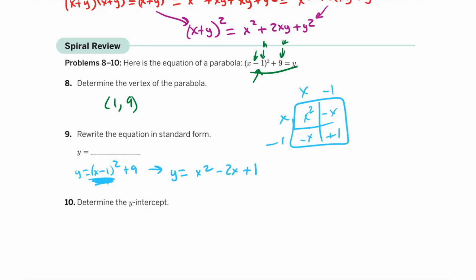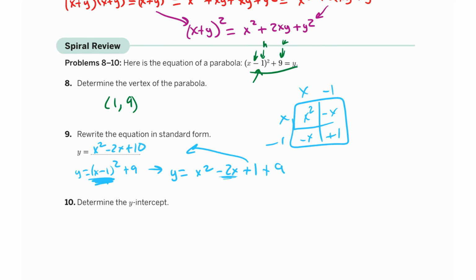This ends up being one of our identities where we're squaring this here. The only difference here is that when you multiply this x and 1, you'll also have to multiply the negative, right? So x times negative 1, and then multiply that by 2. And then we have to make sure to keep our 9 in our equation. So when we are going to finally write this equation, I guess I'll do it up where it asks me to, up here. We got y equals x squared minus 2x plus 1 plus 9, which combines to be plus 10.